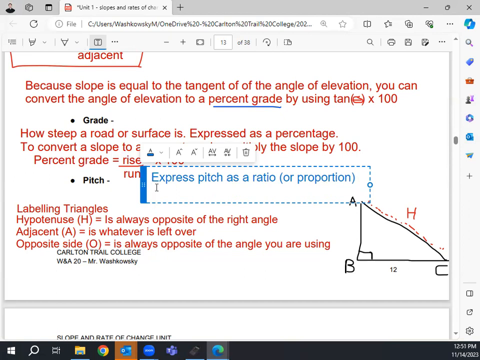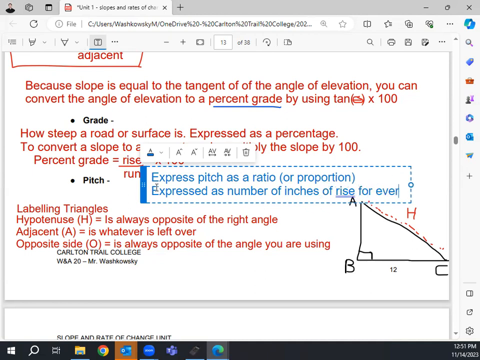And so what do we use this for? We use it for things like showing how steep a roof is, for example. Basically, it's expressed as a number of inches, or whatever measurement you're using, feet, number of inches of rise and run.